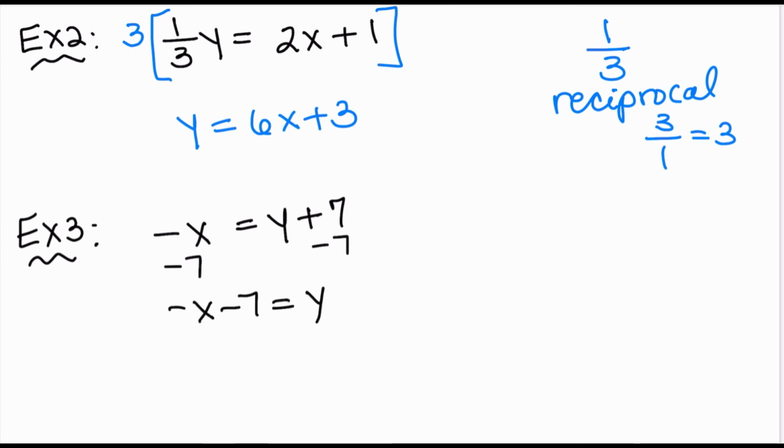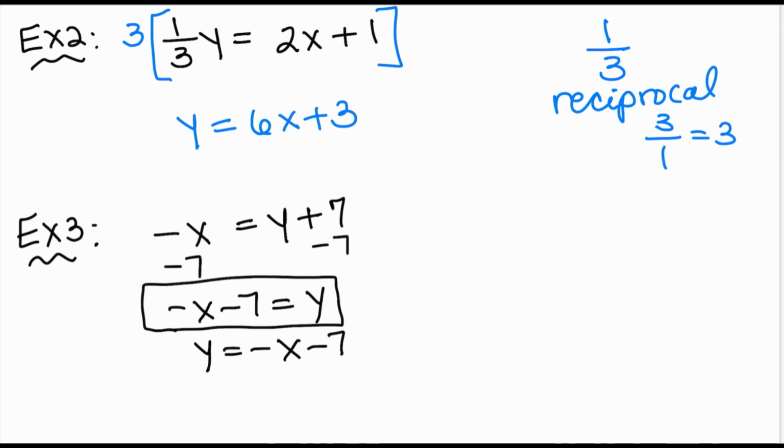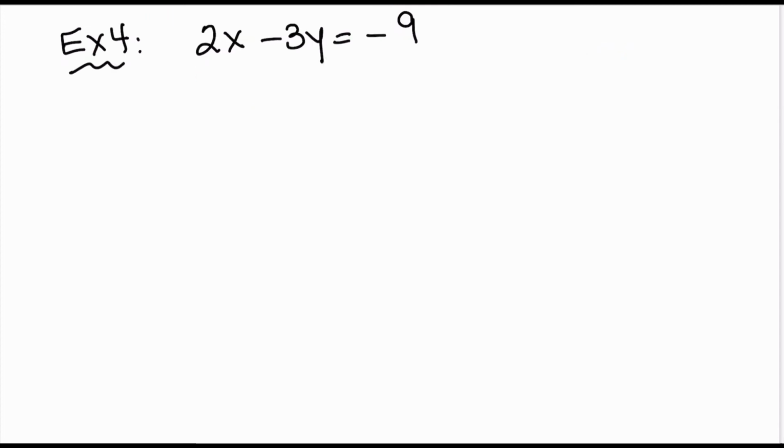And now I've gone ahead and I have the y by itself. So here I can rewrite this as y equals negative x minus 7 if you so choose to. But the first part, the way you had it, this is completely correct. And there you have the y already by itself. All right, let's go ahead and try another example.